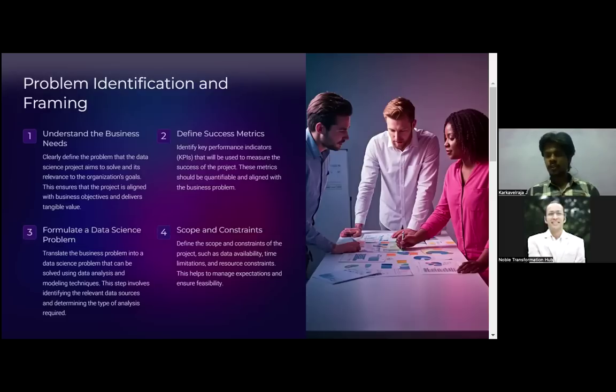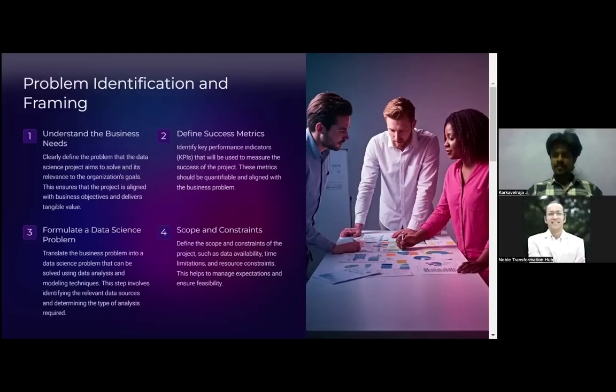So yes, sir, over to you. Yes, so rightly explained. Problem identification and framing. There are four components to it, guys. So we'll go deep into understanding what problem identification and framing is.